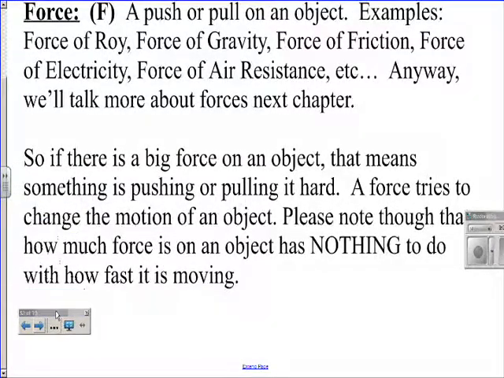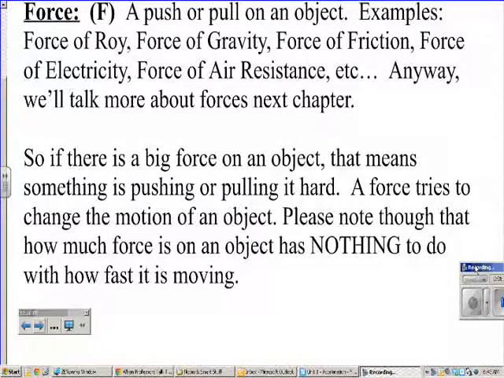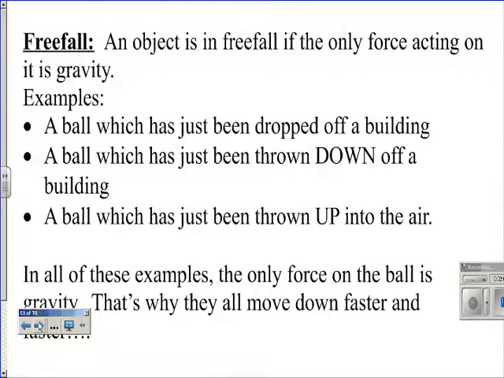The goal of a force is that it tries to change the motion of an object. And please note, though, that how much force is on an object has absolutely nothing to do with how fast it's moving. So you can have something going very, very fast with no force on it, or have a really, really big force on the object and not have it moving at all. Again, that's something that will become more important in the next chapter when we learn about forces. So anyway, for now, basically what you need to know is a force is a push or a pull on an object. I should have listed that in my objectives.